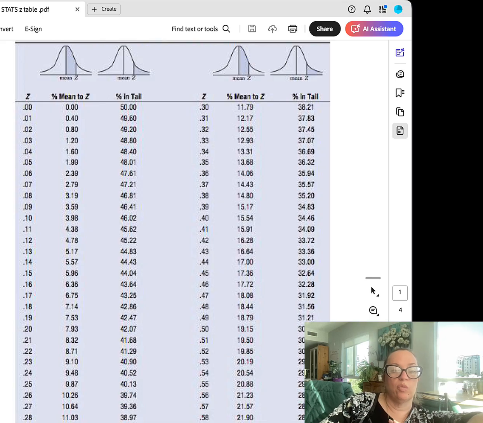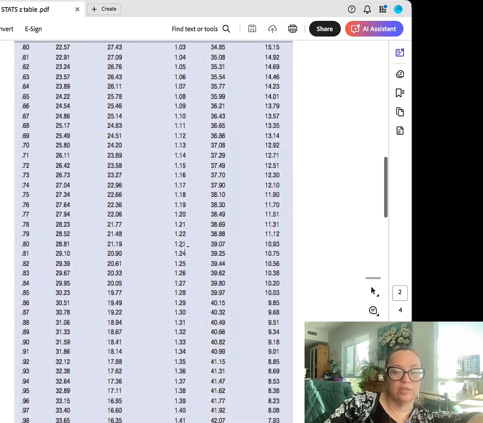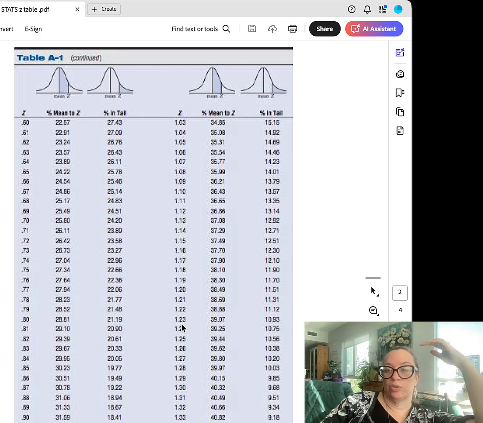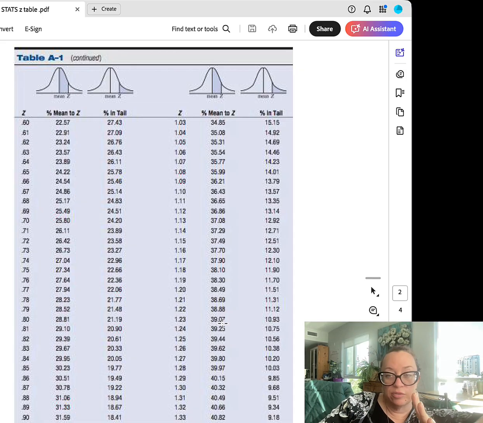You have a z-score of, let's say, 1.23. All right, so right here, 1.23. I'm going to pull it down a little so we can see the charts up there. So 1.23 is the z-score, okay? Look at the second column. It says percent to mean, okay? So let's say that the value is 39.07. Okay, so that means that 39.07% of the distribution falls between the mean of 0 and the z-score 1.23.